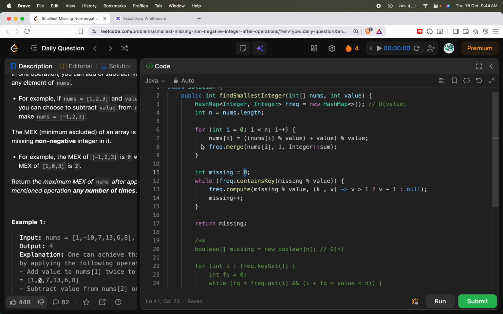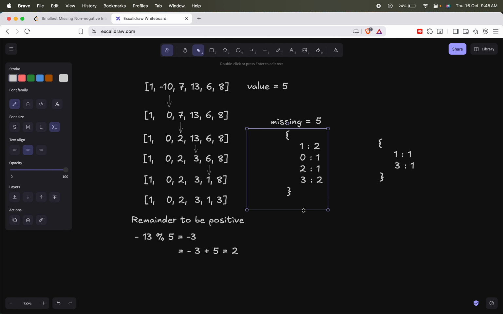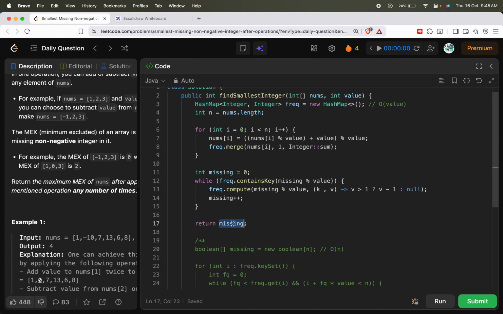Since we have the frequency matrix present, we'll assume the first missing number is 0 and we'll check whether the missing 0 is part of my frequency matrix or not. If it is part of my frequency matrix, that means I have to decrement the frequency of that particular number, I have to decrease it by 1. And then I will increment my missing by 1. I will keep on repeating this process until I find a number which is not present in my frequency matrix. That means the current number is not part of the missing. Then that is our answer.